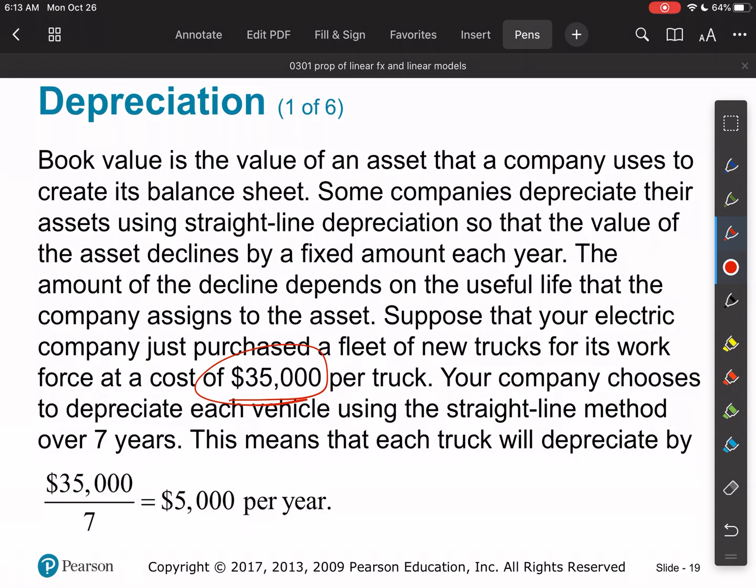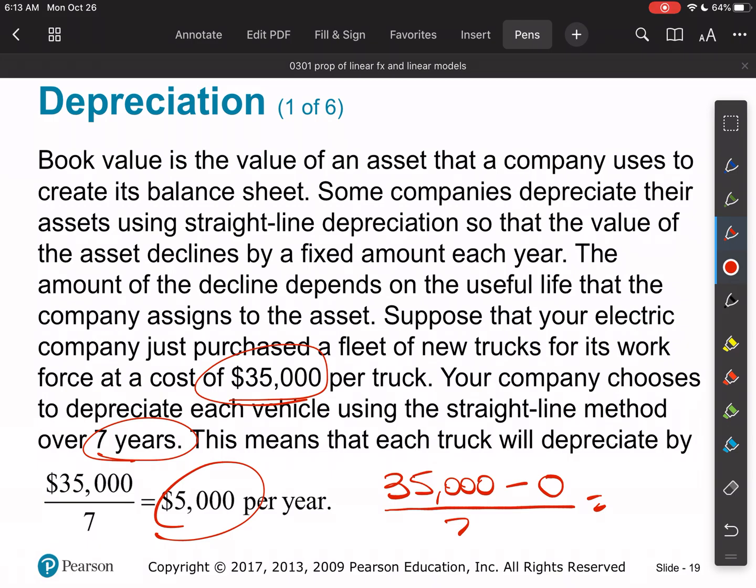For this problem, we are going to take a $35,000 truck and we're going to depreciate it over 7 years. So over a 7 year period, the value of the truck is going to go from $35,000 down to 0. That's a Y value. So 35,000 minus 0 over 7, because it's over 7 years, just leaves me with 35,000 over 7, which comes out to, as they've posted here, $5,000 per year. So the truck is going to lose value on their books at $5,000 a year.